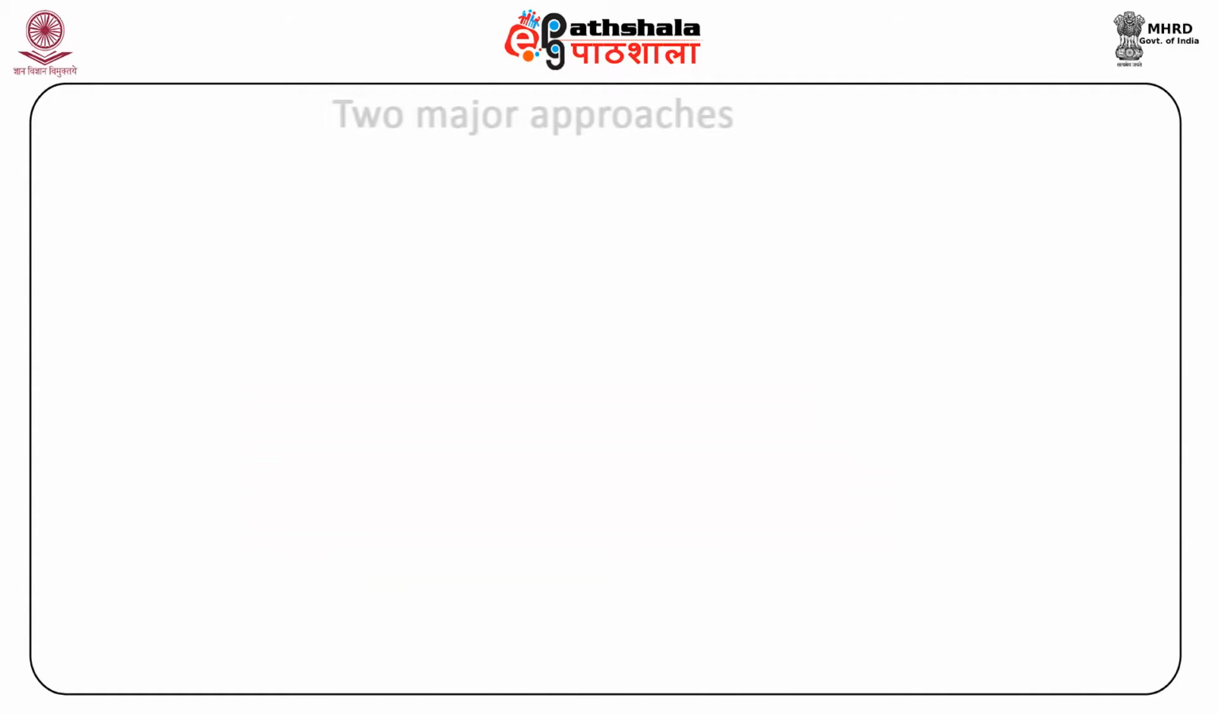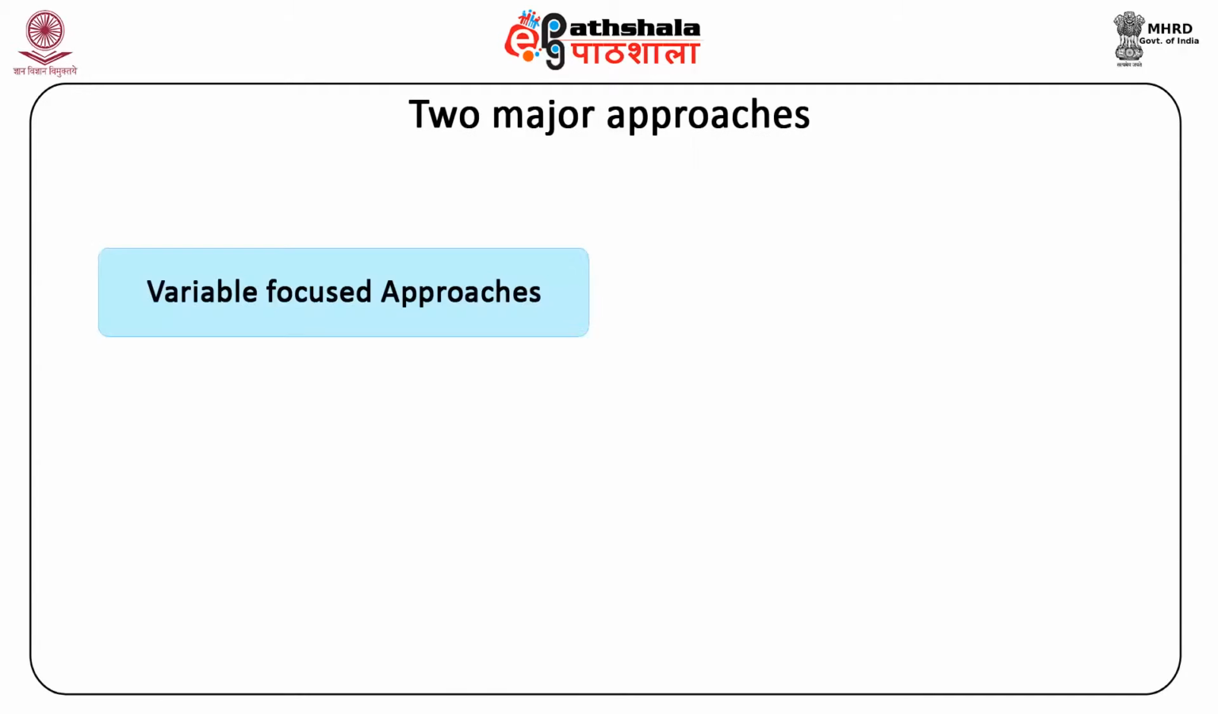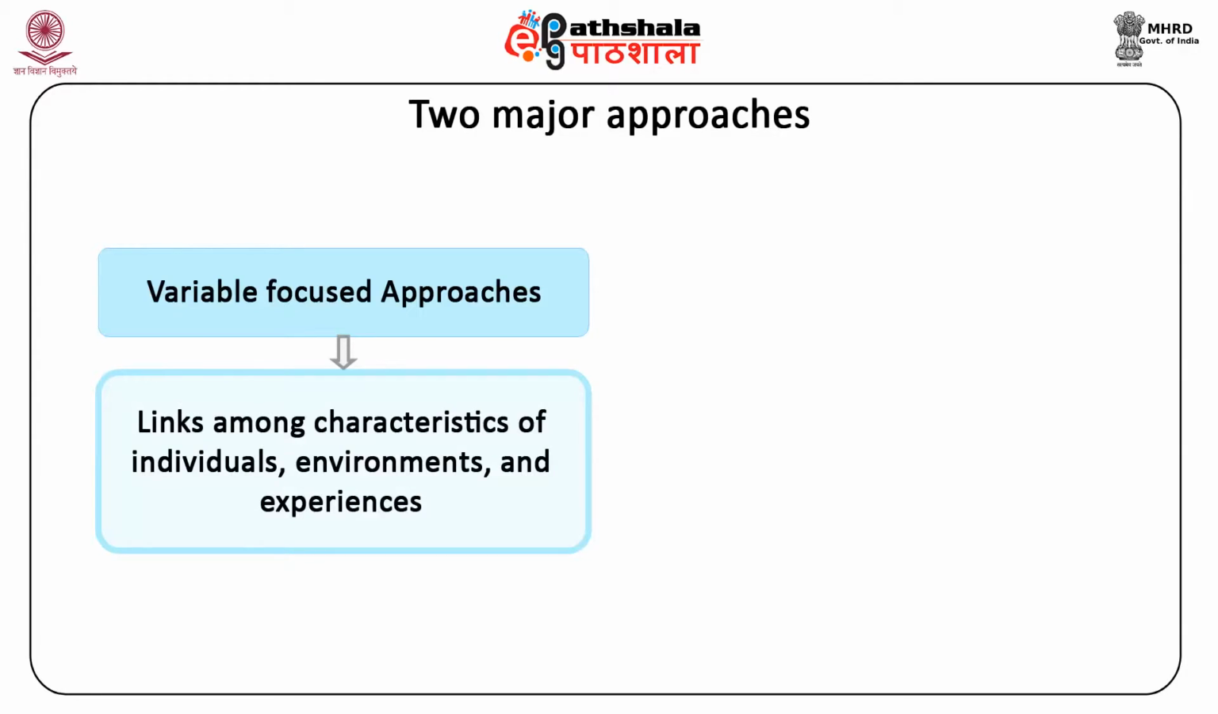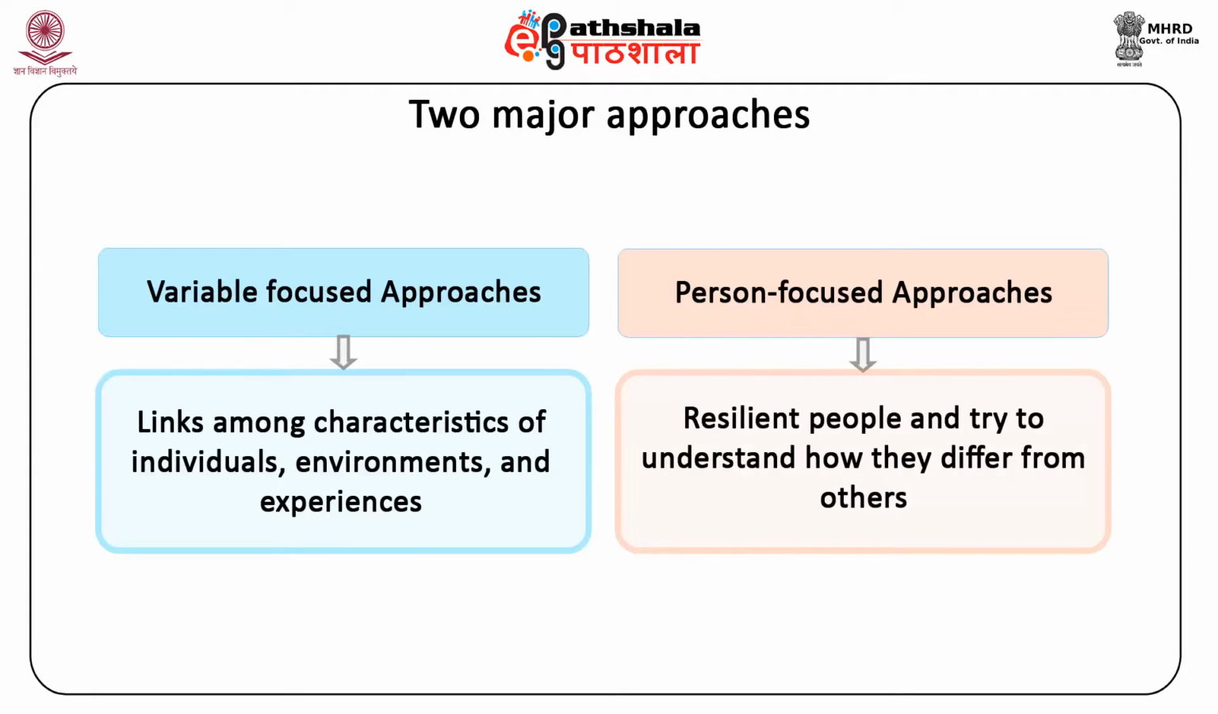Two major approaches have characterized the research on resilience. Variable focused approaches examine the links among characteristics of individuals, environments, and experiences to understand the factors leading to good outcomes when risk or adversity is high. Person focused approaches identify resilient people and try to understand how they differ from others who are not so resilient.